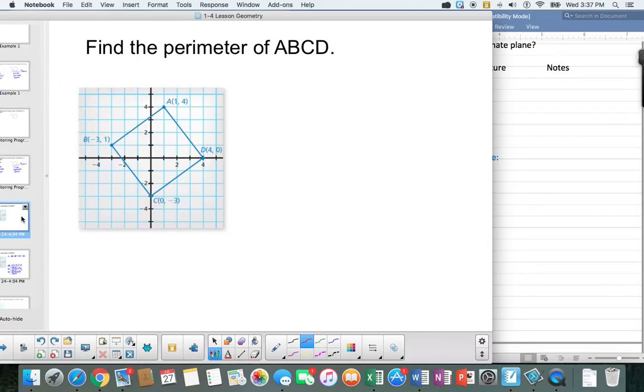Okay, now we're going to be in the coordinate plane and we want to find the perimeter. The perimeter means that we need to find the lengths of all these sides. And on the last lesson, we talked about how to find the distance using the distance formula. So again, stop the screencast, see if you can find the lengths of all of those sides, and then the next screen will show your work.